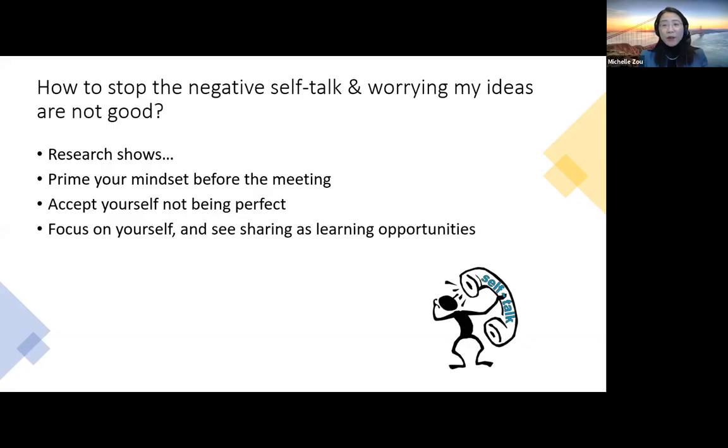If you prepare yourself, I wouldn't worry too much about how I'm being viewed by others. I know I'm not perfect. My English has an accent. I may make grammar mistakes. I contribute my ideas so that I can gain more visibility, and I want to be part of a team. And I want to be here to learn. I want to see my sharing as a learning opportunity. So this can help you prepare your mindset and accept yourself for not being perfect. Even though sometimes you say something wrong, that's totally okay. All right, next.